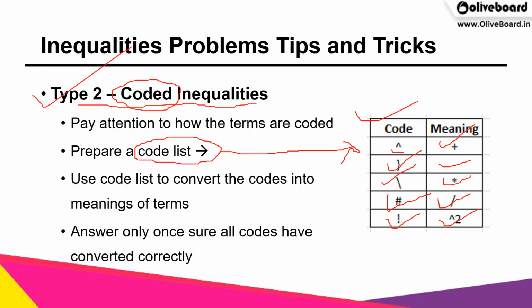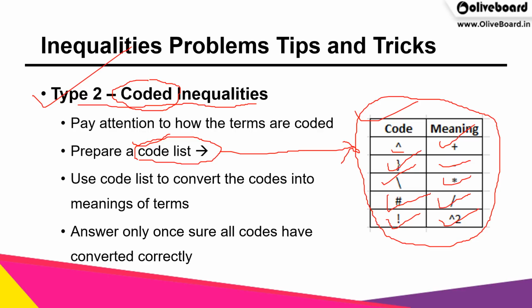Okay, so all of those meanings you have to understand in the exam, and if you draw the code list, it is going to be very, very simple for you to get the answer. Okay, any coded inequality question you get in the exam, make sure the first thing you do is to draw the code list. Okay, now what happens if you do not draw this code list?